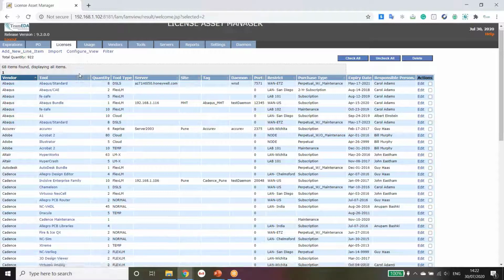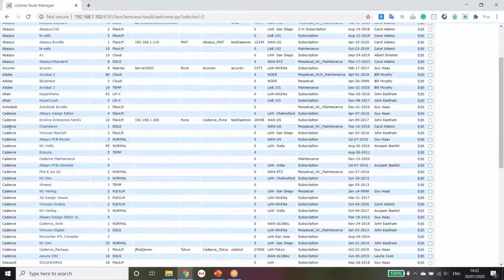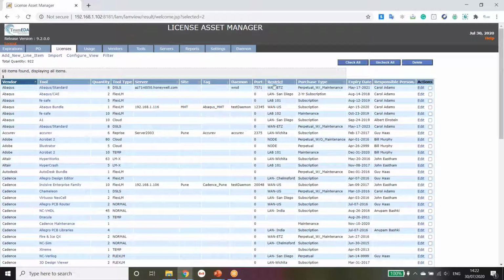When we talk about asset management, this is what we're talking about. So we're looking at the vendor, what the product is, the number of users, what kind of license format it is. We could have some information in the middle here about where the servers are. We could certainly have this kind of geographic restriction as well.